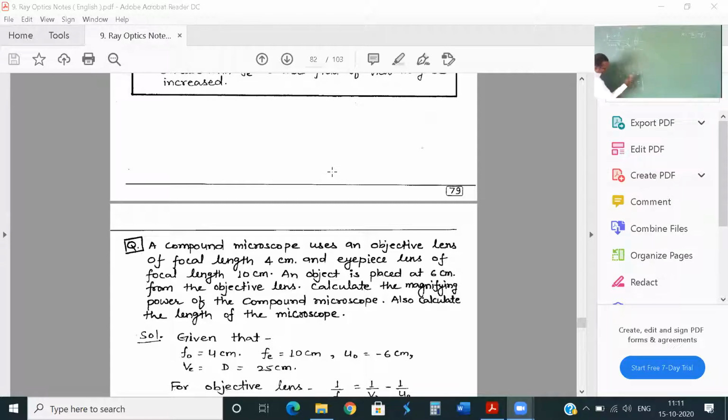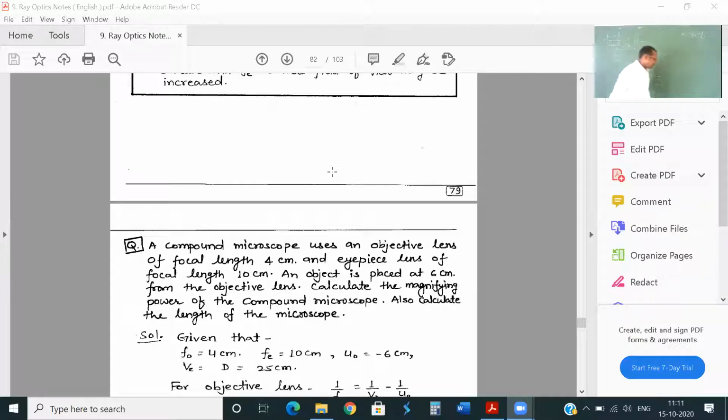Now 1 by V0 is equal to 1 by 4 minus 1 by 6. Plus 1 by 6 going to the other side becomes minus 1 by 6. So 1 by V0, just multiply 6 and 4, 24, 6 minus 4. So 1 by V0 will become 6 minus 4 is 2, 2 by 24 means 1 by 12. Then V0 will be 12 centimeter, because this is in centimeter, so your image distance for the objective lens will be 12 centimeter. Means from this lens, 12 centimeter it will form.